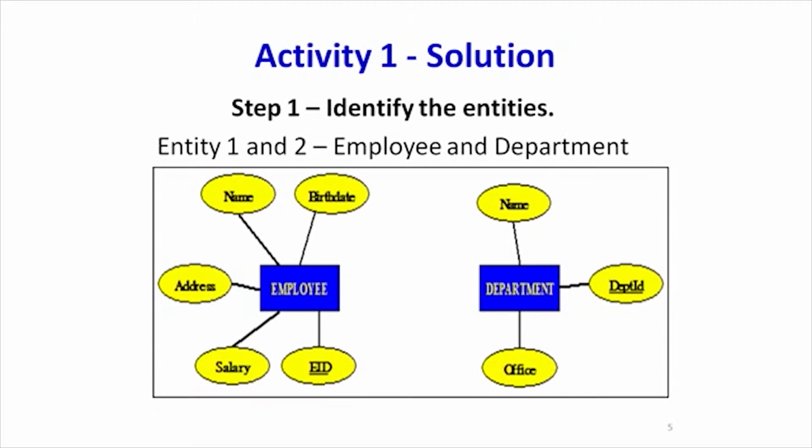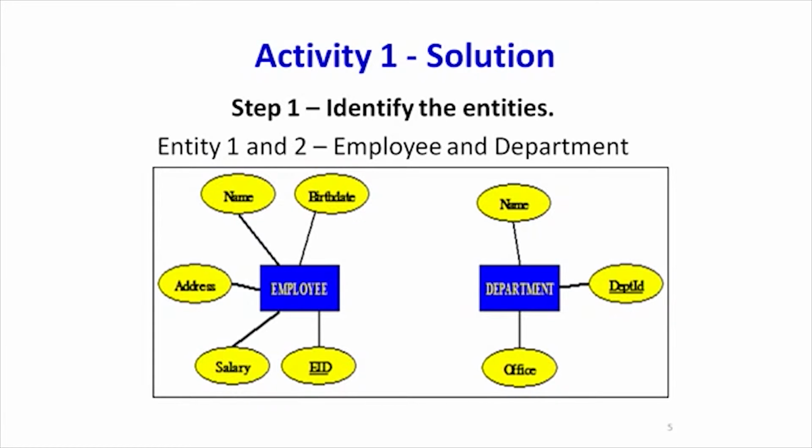So let us see how we are going to develop an entity relationship diagram for this case. Step 1. You need to identify the entities. Not only the entities, you need to identify the entities with its attributes. For the case that we've been given, there is entity 1 and 2, which is employee and department. As you can see, an employee has the following attributes. An employee must have a name, must have an address, a salary, birth date, and employee ID, which is the primary key for that particular entity or table.